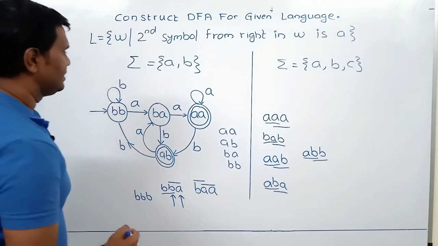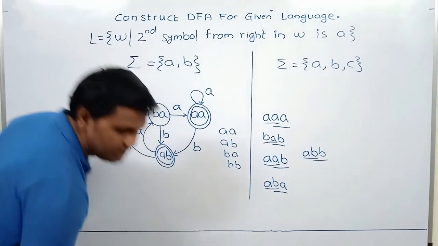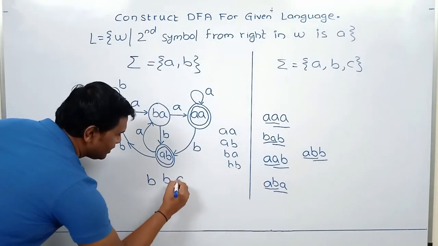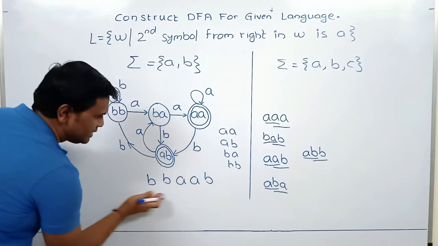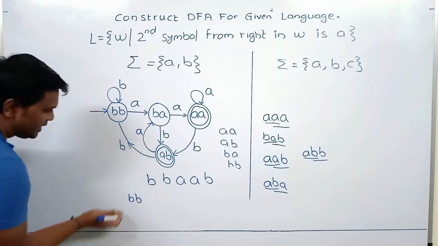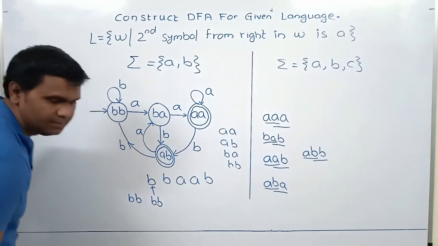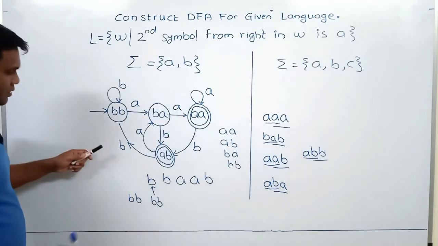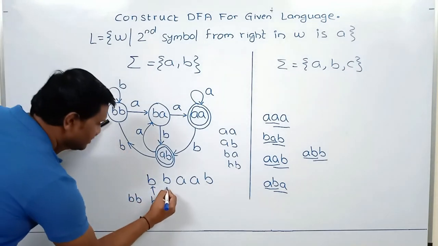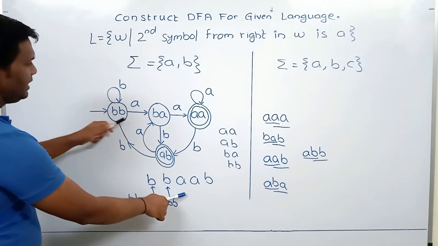Now let's take one simple example. We will see how a string is processed in this DFA. Consider the string B, B, B, A. String processing will start at BB. On this B, it will remain in BB. On this B, it will remain in BB. Now B comes, so it remains in BB. If A comes, it will go from BB to BA.